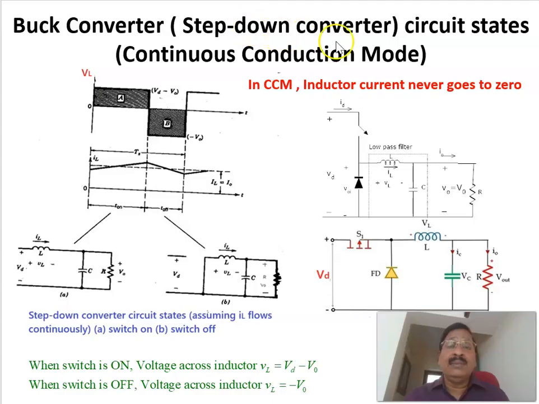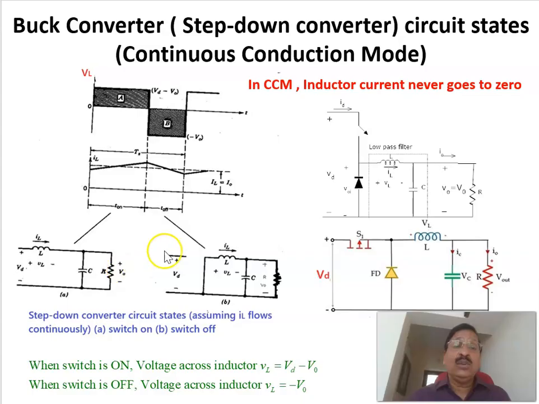Now let us see the buck converter, or step down circuit, states. We are considering continuous conduction mode, CCM. In continuous conduction mode, the inductor current never goes to zero. This is an LC filter at the output, and the inductor current never goes to zero in continuous conduction mode. Now coming to the different states of the switch, the switch can be either on or off. There are two states.